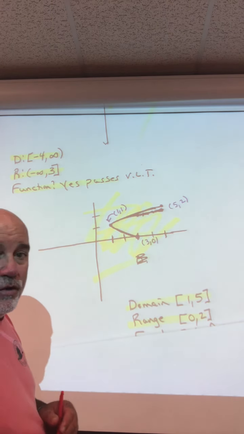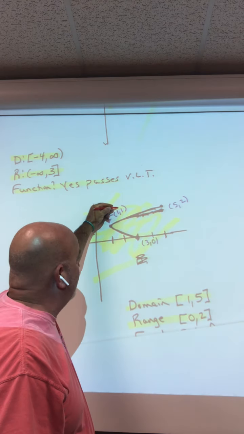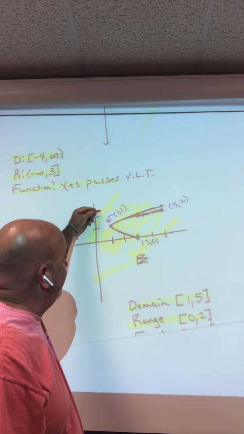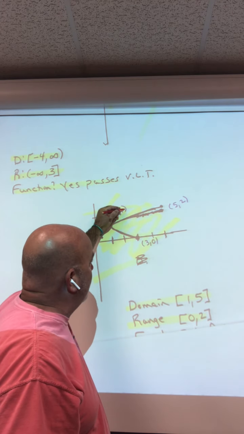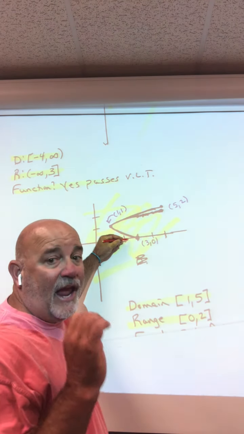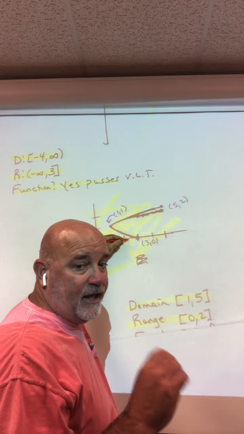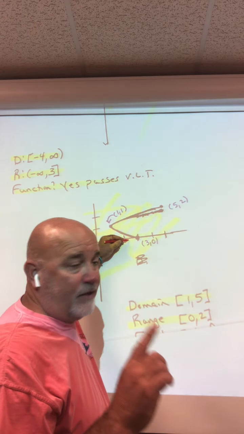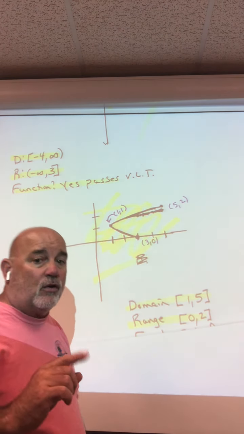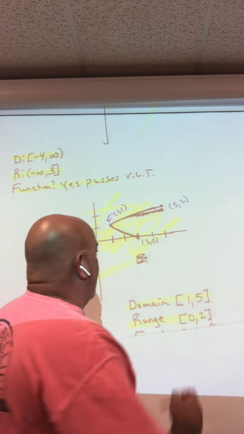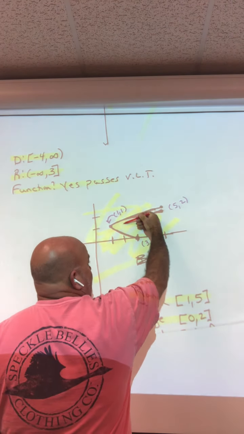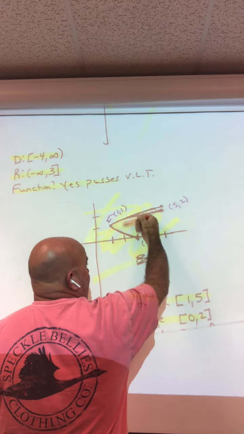does it pass the vertical line test? No. If you draw a vertical line right through here, you're okay over here. You're okay right here. But if you draw a vertical line right through here, remember every vertical line can only touch it at most once. So if you can find one vertical line that touches that graph more than once, it fails the vertical line test. So if I do my vertical line test right through here, it fails.